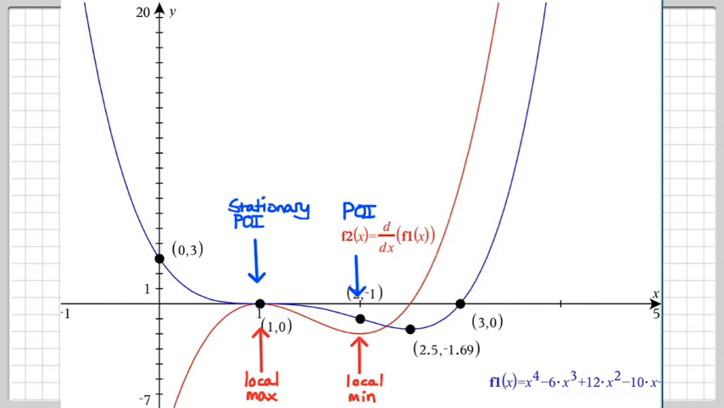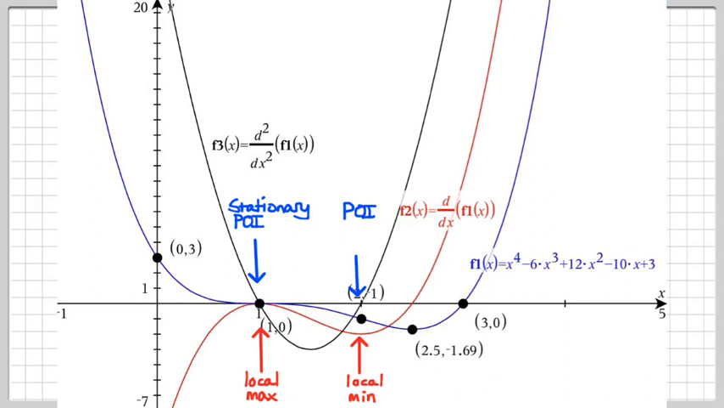Now, here's the second derivative, the gradient of the gradient, if you like. What did I say in the last video? If you had a point of inflection on the original graph, and you have a local max or min on the gradient graph, then what do you have at a point of inflection? You have 0. The second derivative is 0, and in fact this is 0 and this is 0 at this point, so it makes perfect sense.